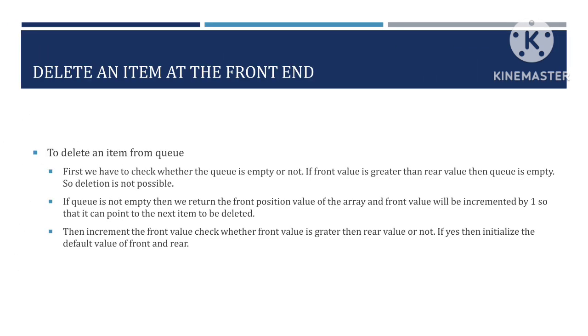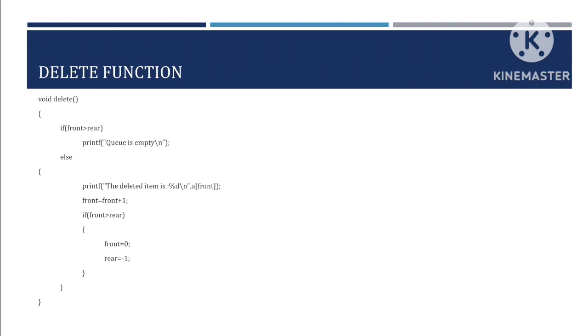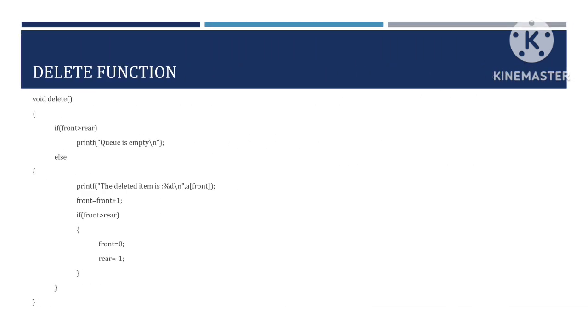So number 2, delete an item from the front end. Like insertion, we have different steps to delete an item from the front end. The first step, first we have to check whether the queue is empty or not, because if the queue is empty, that means we don't have any value to delete. So first of all, we always have to check whether the queue is empty or not.